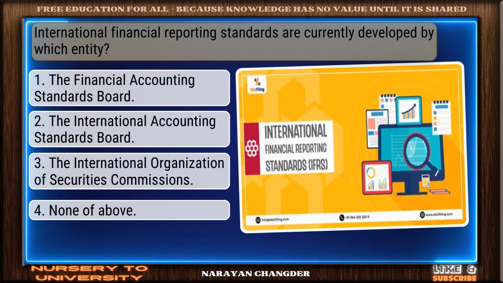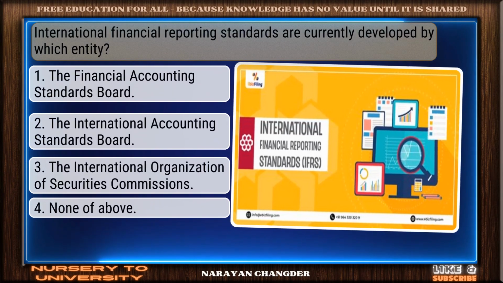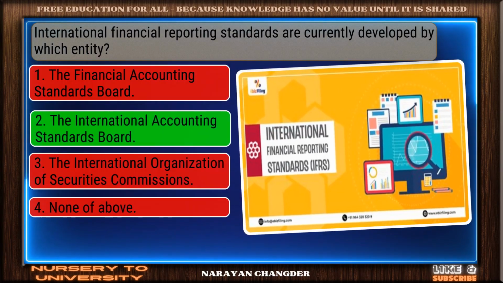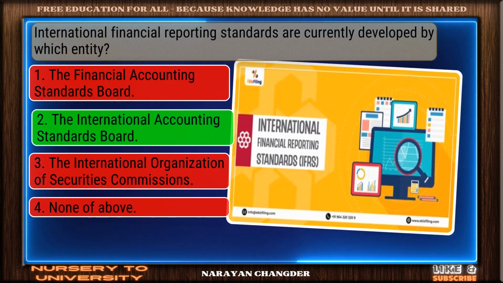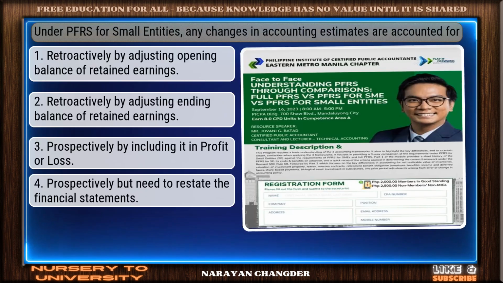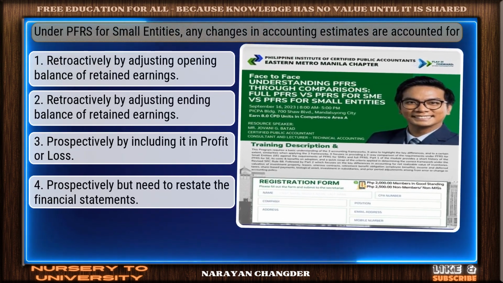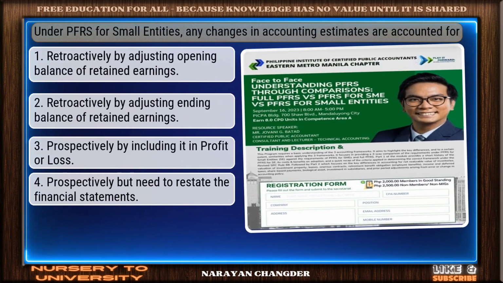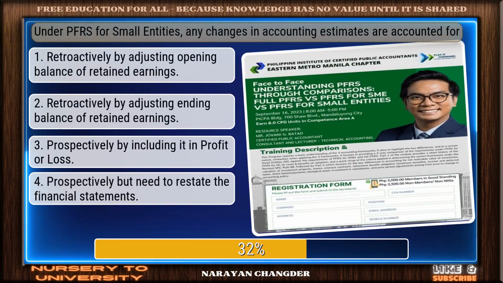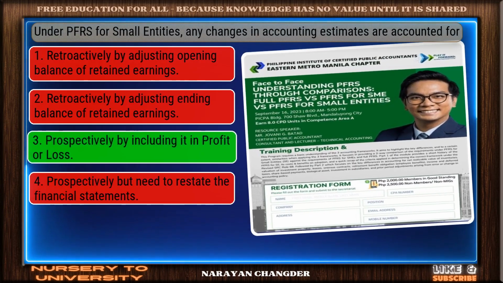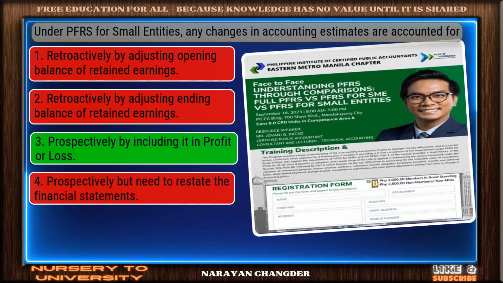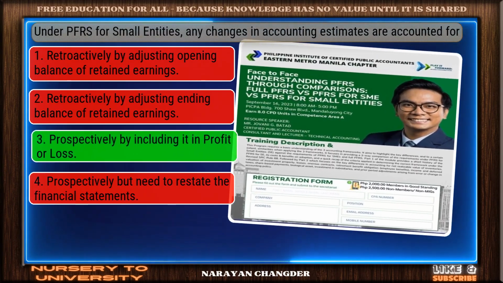International financial reporting standards are currently developed by which entity? Smart move. The International Accounting Standards Board is an accurate answer. Under PEFAS for small entities, any changes in accounting estimates are accounted for. Correct response. Prospectively by including it in profit or loss is the most accurate answer.